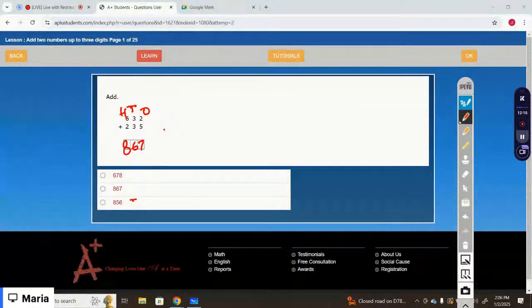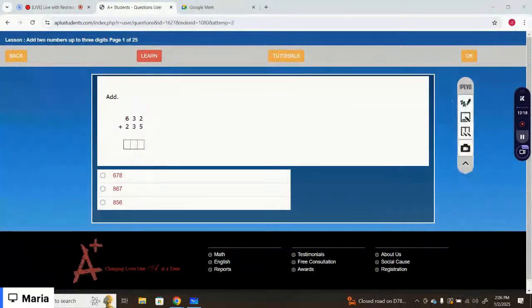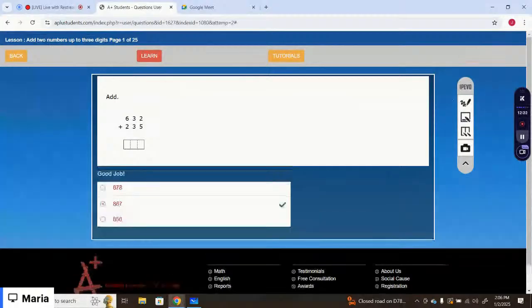So the correct option is option B, that is 867. Very good.